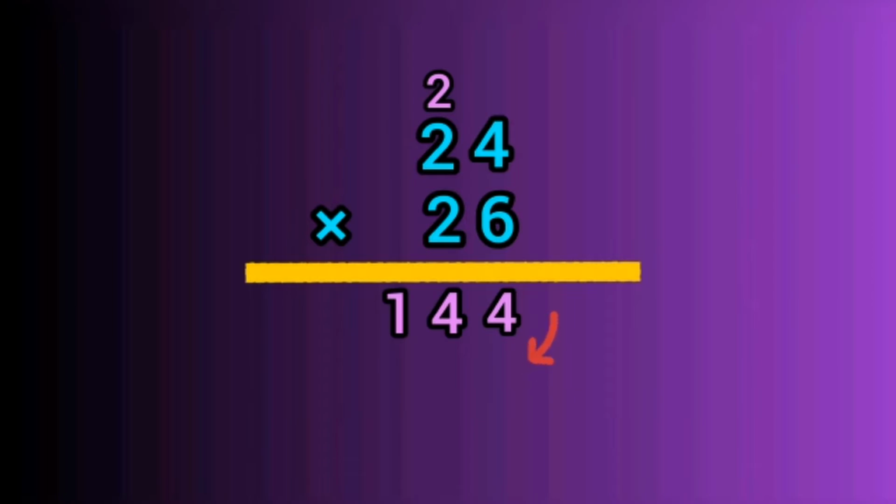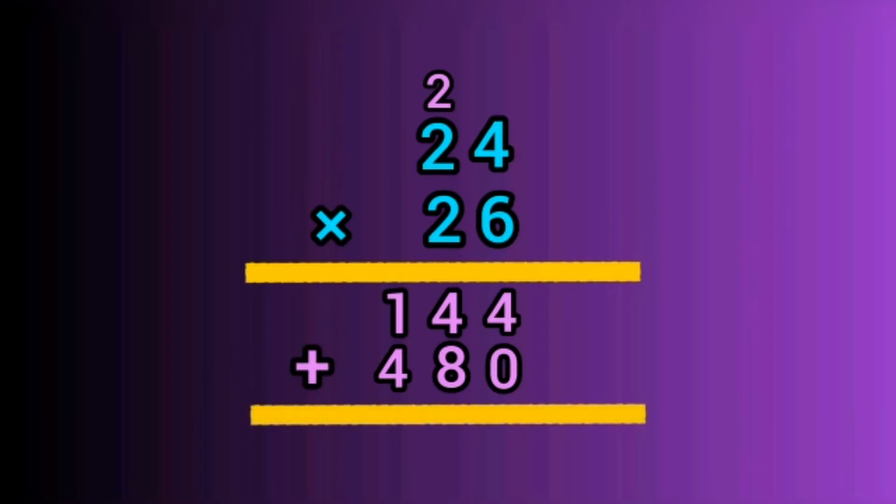Go to the next line and keep 0 starting from the right side. It is very important. Later, 2 into 4 is equal to 8, then 2 into 2 is equal to 4, and you get 480. Now we should add 144 plus 480 in order to get the answer.